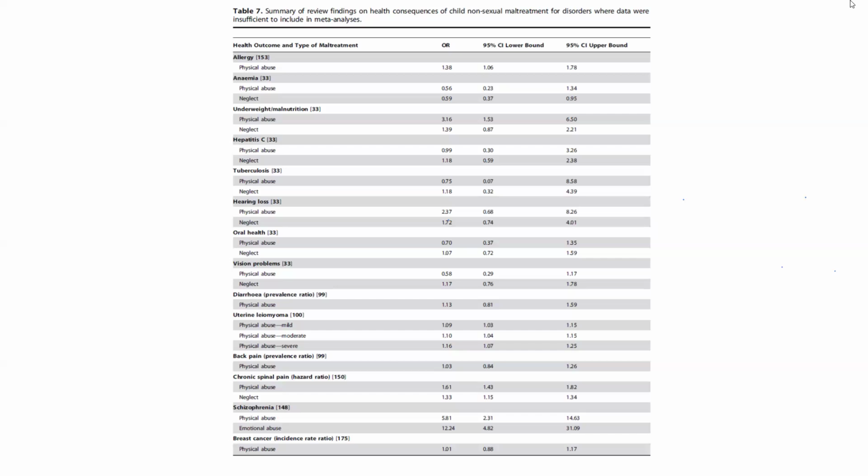There are a number of studies: 153 studies, for instance, on just allergy, anemia on 33 studies, and weight on 33 studies. So this analysis shows how many studies have shown what results in all those different areas.